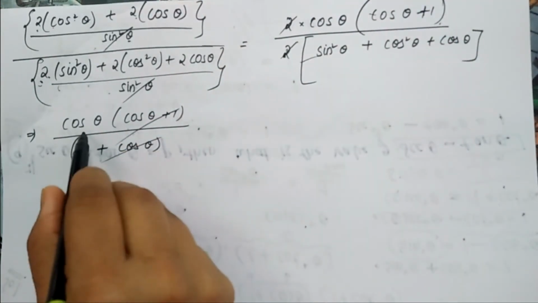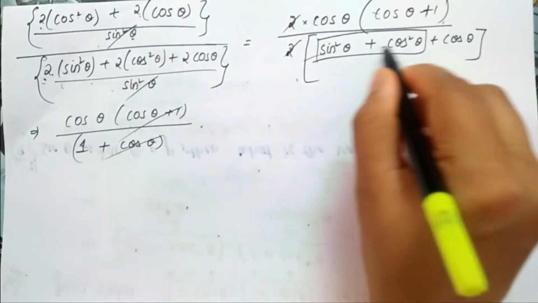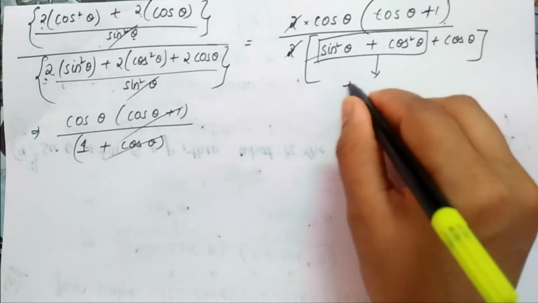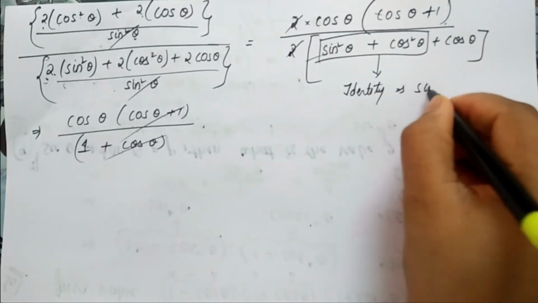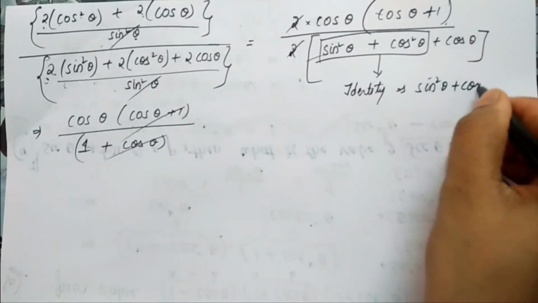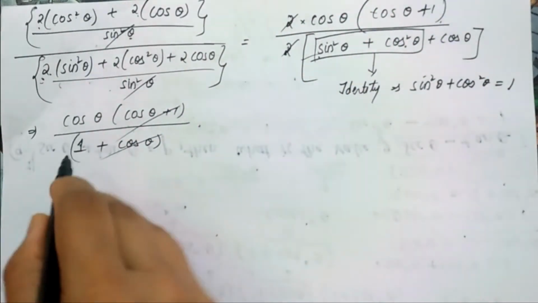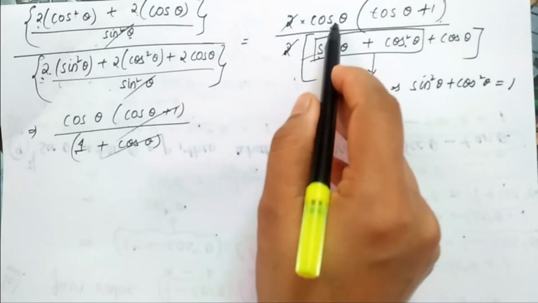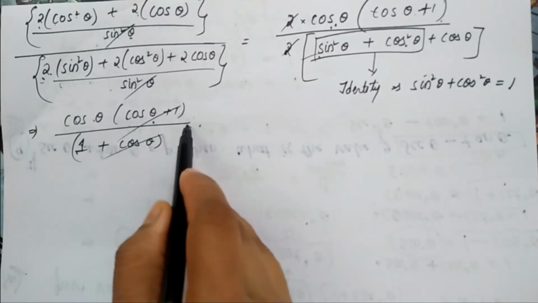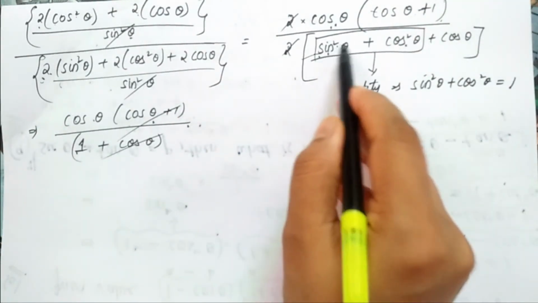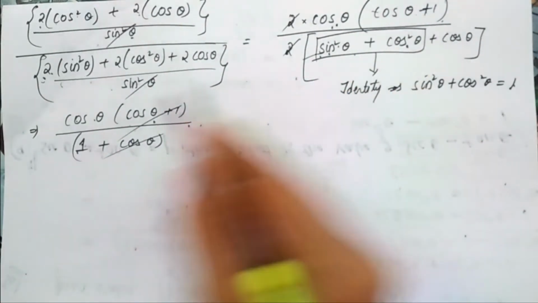Now in the next step, seeing this, sin square theta plus cos square theta, what is clicking in your mind? It is an identity. What is the identity? Sin square theta plus cos square theta is equal to 1. So replacing sin square theta plus cos square theta with 1. The above thing we are copying, cos theta into cos theta plus 1, then dividing it, and replacing sin square theta plus cos square theta, as it is an identity, by 1.